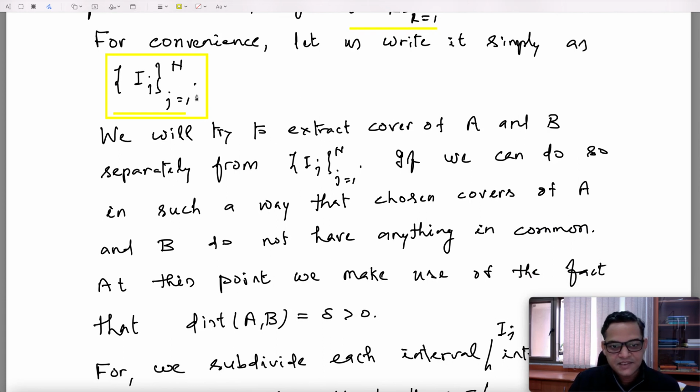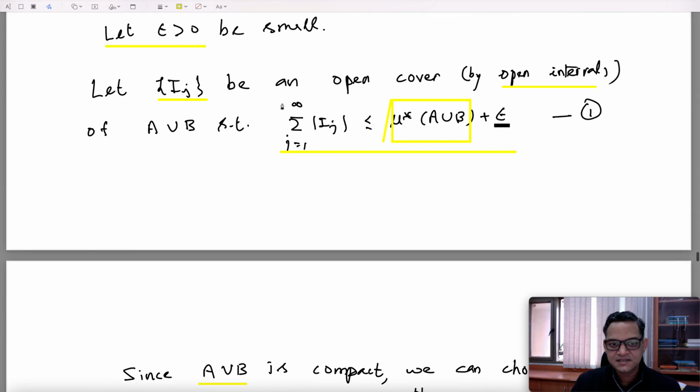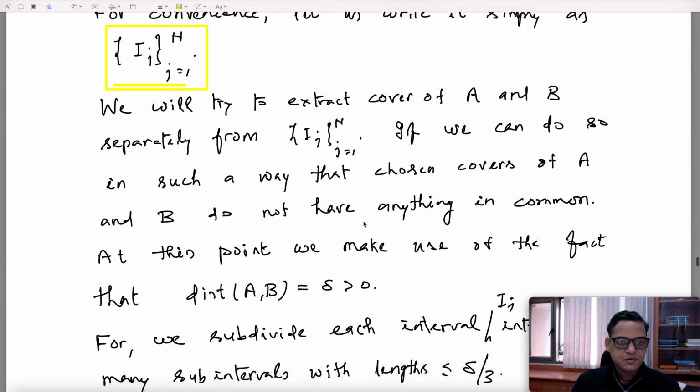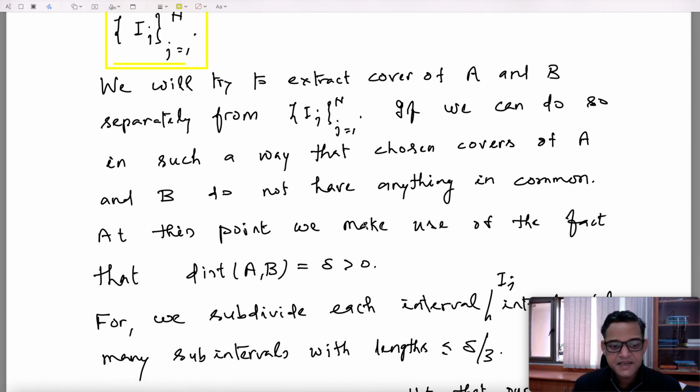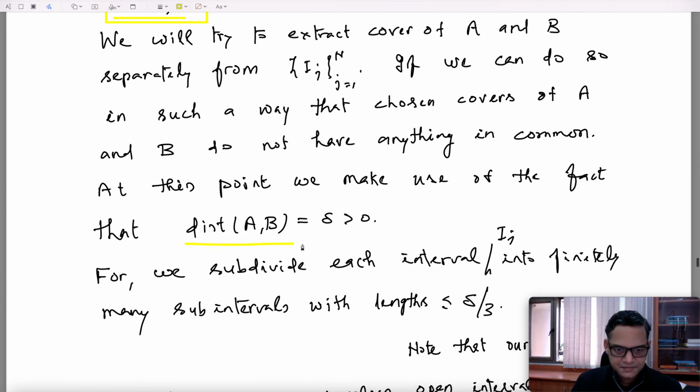Of course the original intervals are not going to do that, because we have absolutely no other condition on the intervals. Only this thing we know, that they cover this, and the size is controlled by mu star of A union B plus an epsilon. So at this point we will make use of the fact that these sets are separated. There is a gap between these two sets, and this gap, delta, dictates that if I have small enough intervals compared to delta, then they can only cover part of A or part of B. They cannot cover both.